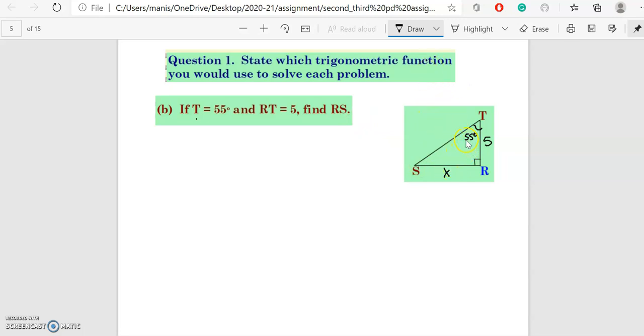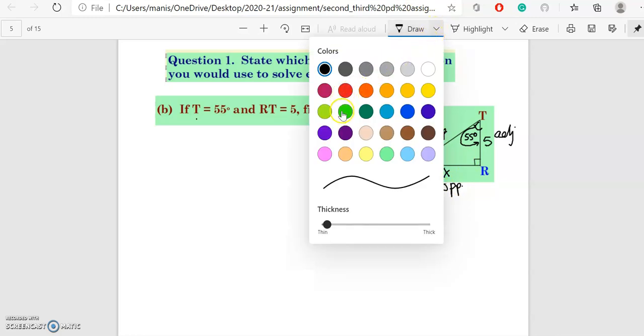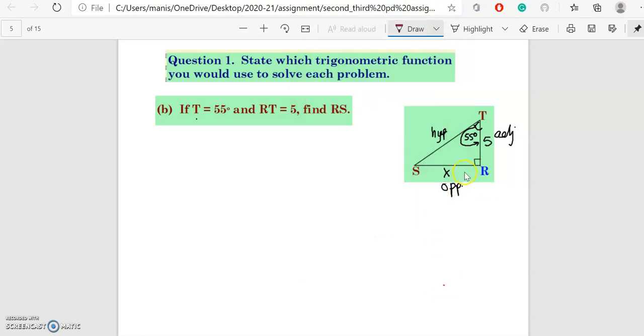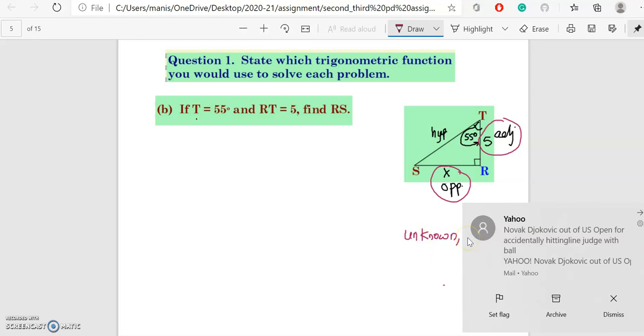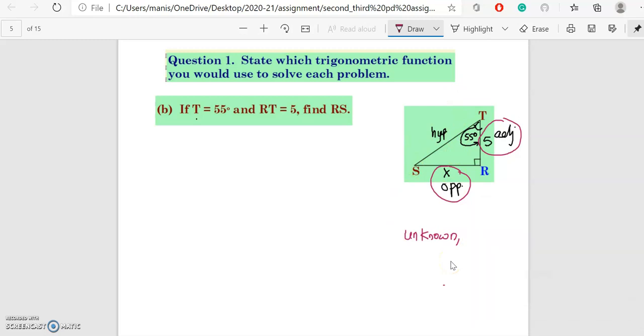Now label the triangle over here. Because of this 90 degree angle, this will be called the hypotenuse, this is called my adjacent side, and this is called my opposite. First, I will circle my known and unknown. So this is my unknown, this is my known. Always remember we are looking for the unknown and the known. These two values we will be looking at.